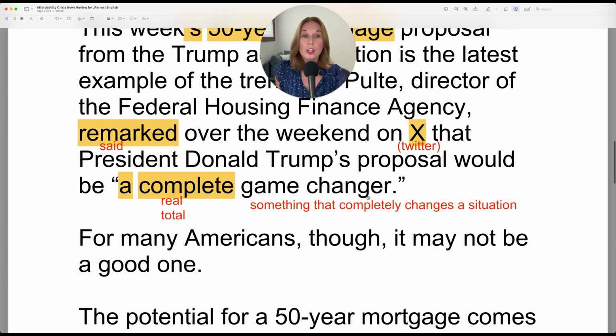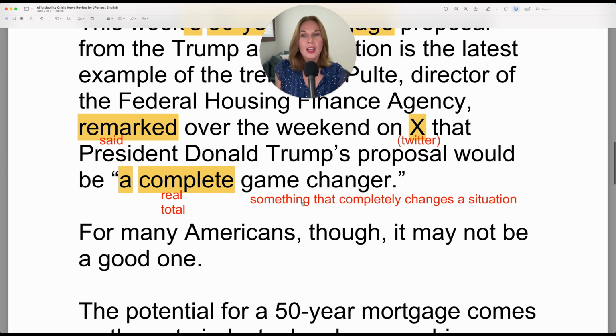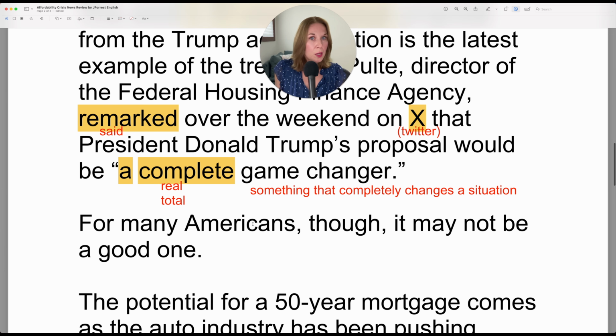Because something that completely changes a situation, that doesn't mean it's positive. Of course, a situation can change for the negative. COVID was a game changer. That's generally negative. So here, they're saying for many Americans, it may not be a good one. So it may be something that changes a situation for the negative. They're using though here. Though is the casual way of saying although. For many Americans, although, it may not be a good one.